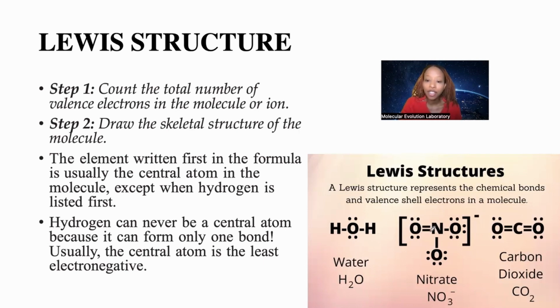And here we have nitrogen in the center because it is listed first for NO3. Carbon has 4 valence electrons. It likes to acquire 4 to satisfy the octet rule. So we basically have 2, 4, 6, 8, 2, 4, 6, 8 for CO2. That would be the Lewis structure.